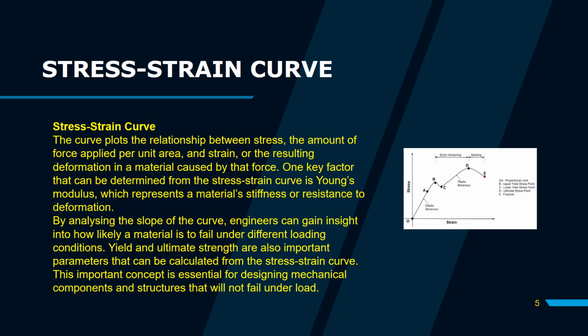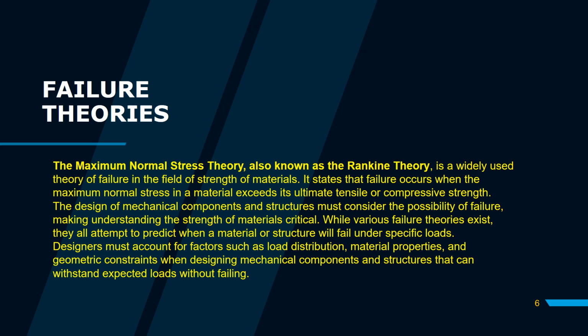One key factor that can be determined from the stress strain curve is Young's modulus, which represents a material's stiffness or resistance to deformation. By analyzing the slope of the curve, engineers can gain insight into how likely a material is to fail under different loading conditions. Yield and ultimate strength are also important parameters that can be calculated from the stress strain curve. This concept is important and is also essential for designing mechanical components and structures that will not fail under load. Now we are going to be talking about the failure theories.